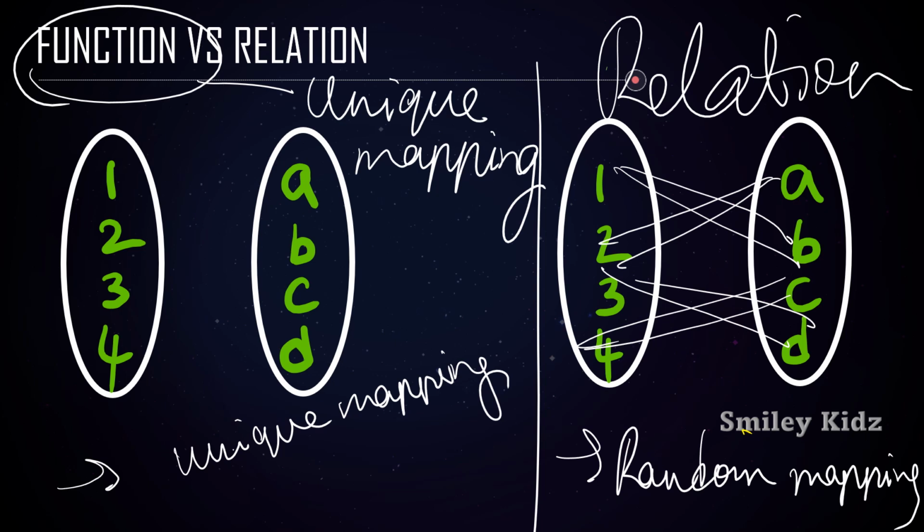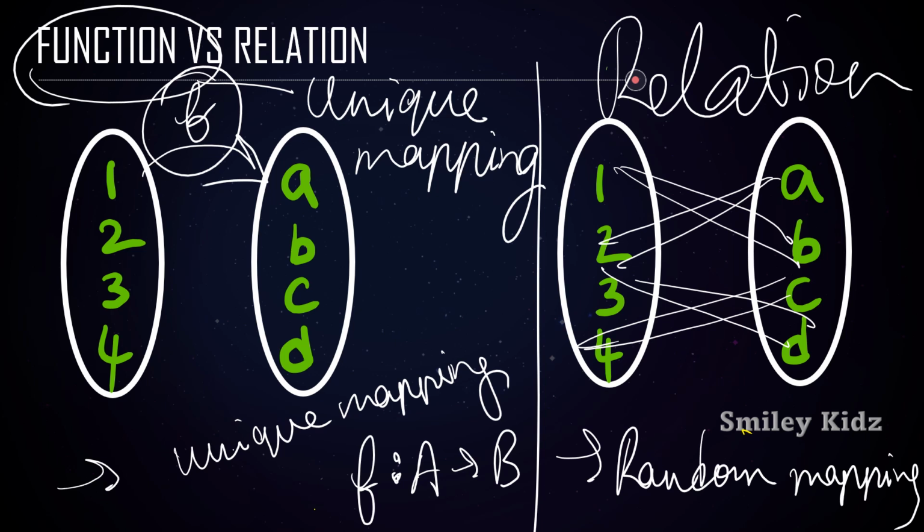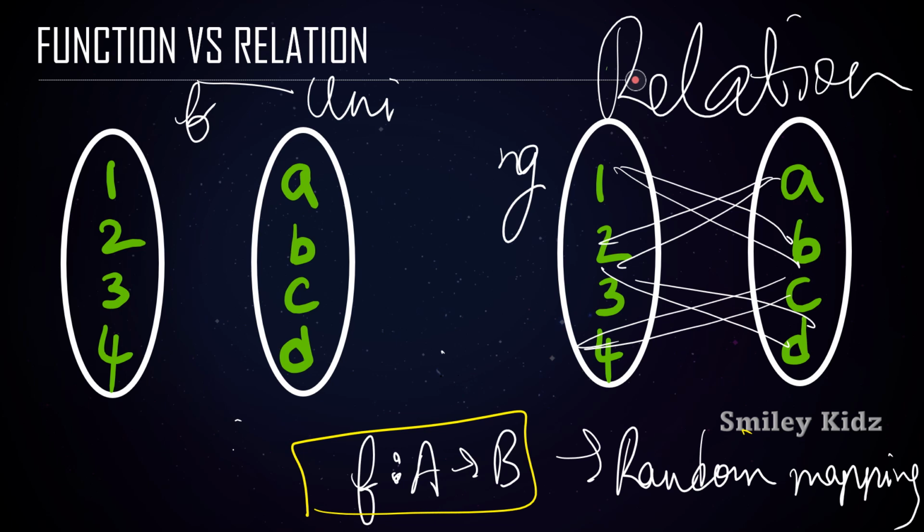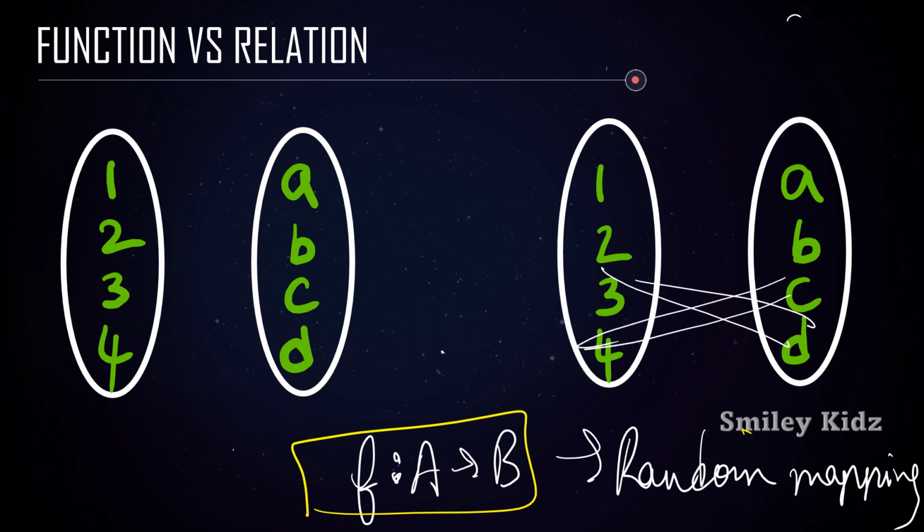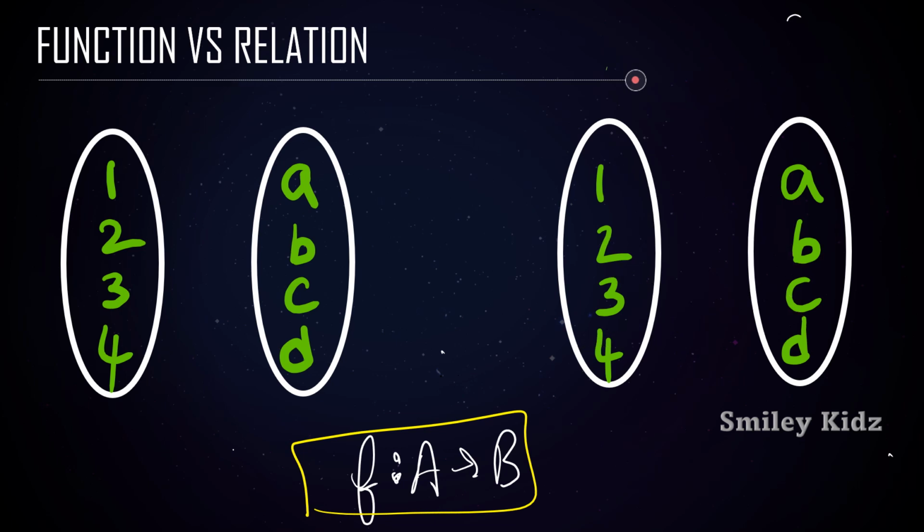A function is such a relation between 2 sets where one element from set A has a unique mapping with set B, then F is called a function. Only then the relation will turn into function, and it is denoted by F such that A to B. That means here there is a function between A and B. That is what the definition previously said, isn't it?